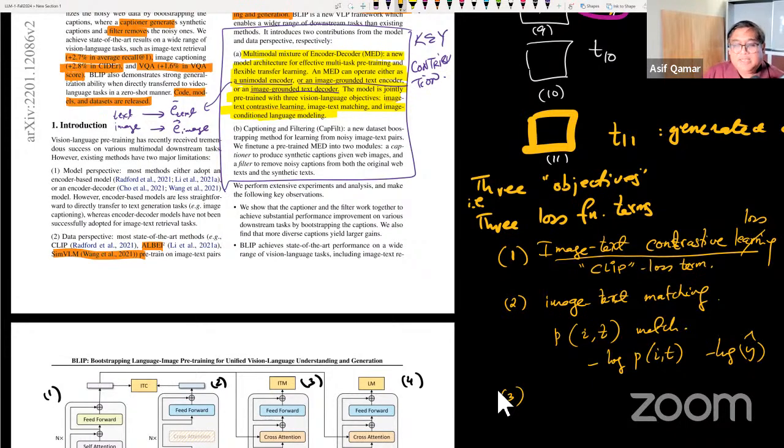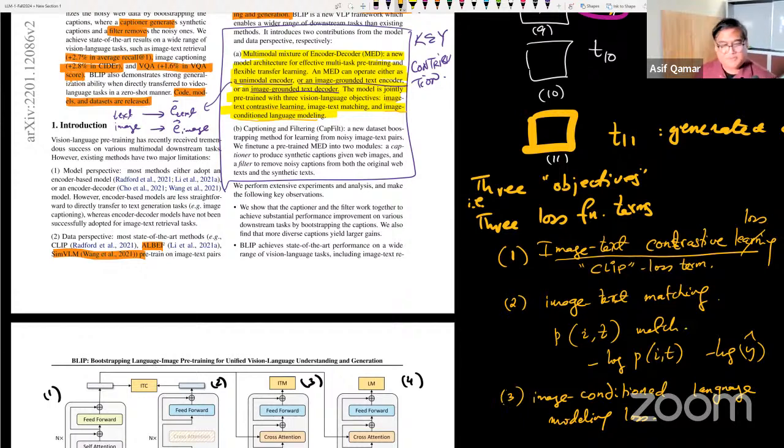The next is image conditioned language modeling. This part is, if you ask it to tell what is this image about, the text that it produces, does it align with the image? Isn't it? So that is your standard causal loss. If you remove the word image conditioned, the standard is just the language modeling loss. That's your standard decoder loss function, sort of an adaptation of the standard decoder loss function in the transformer.